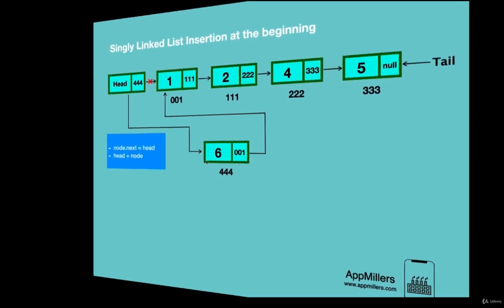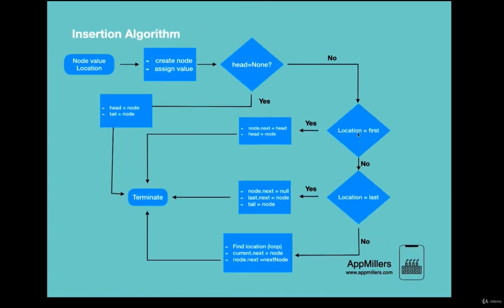Now let's continue to the next step in our algorithm. Here the next step is, once again we are checking the location parameter. Here we check that if the location parameter is not equal to first, then we continue to the next step. Here we are checking if the location parameter is equal to last, then this part of the algorithm will be processed. Here we are inserting a node at the end of linked list.